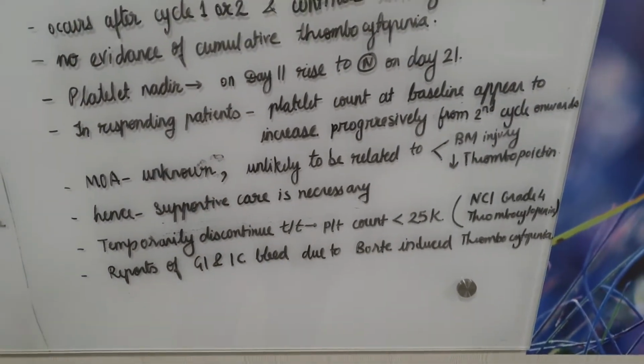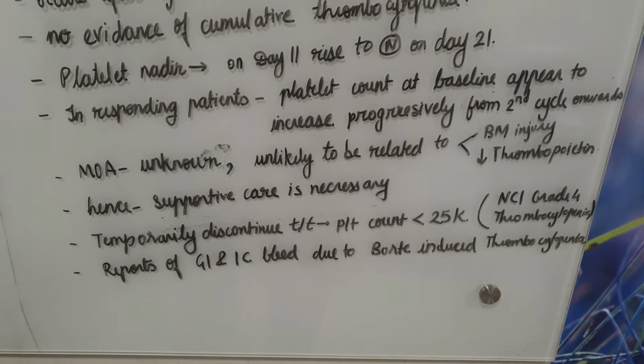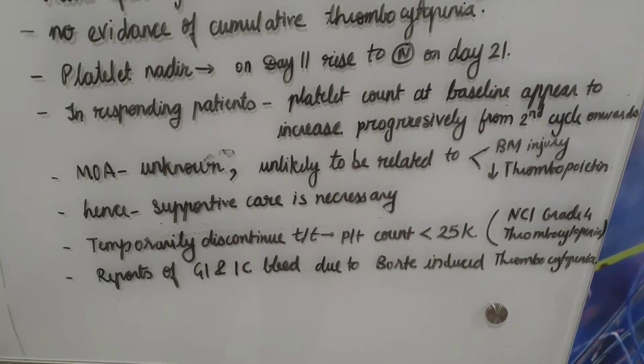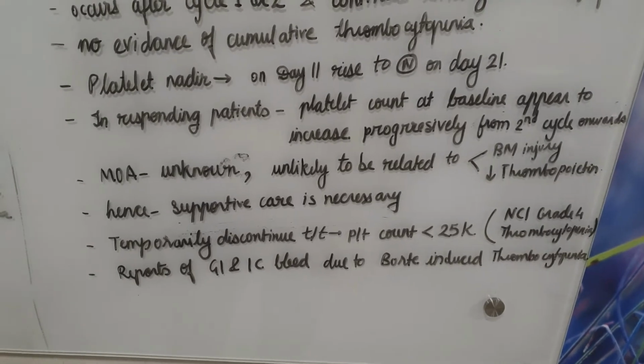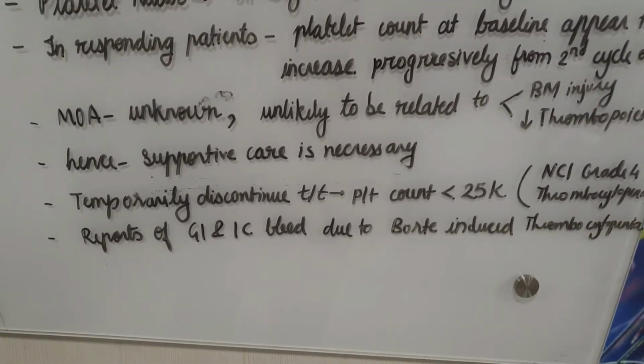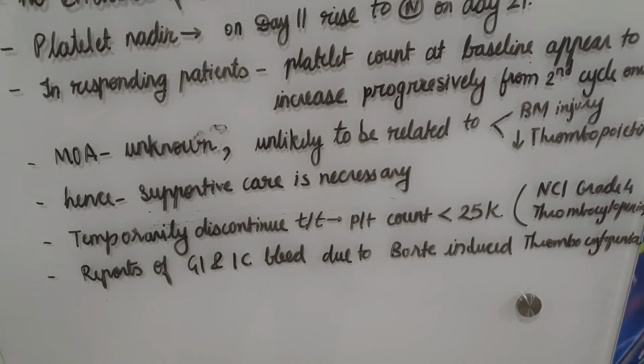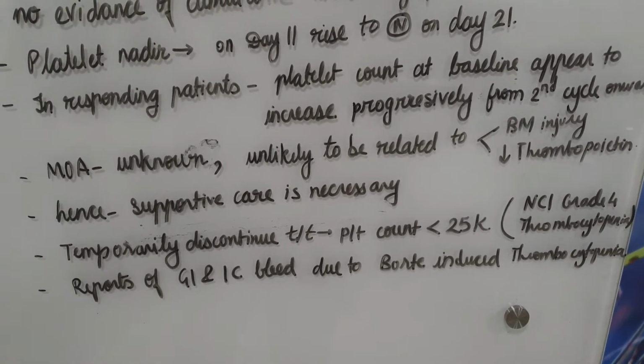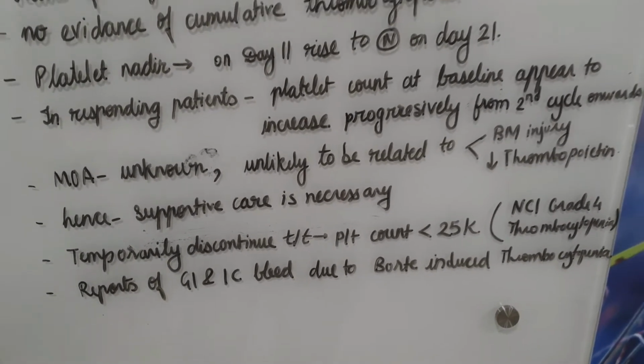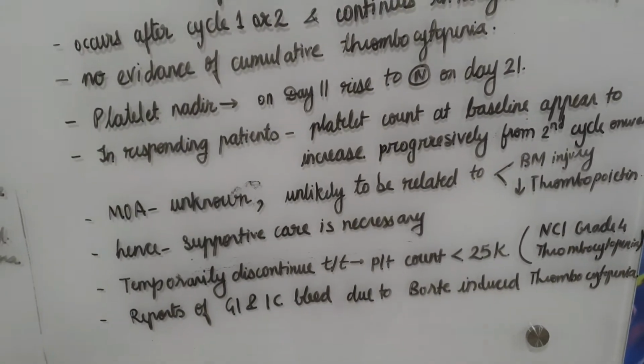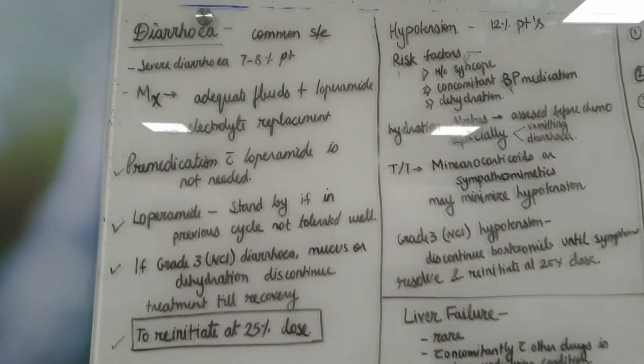But in patients who have a platelet count of less than 25,000, there should be temporary discontinuation of the treatment. There are also some reports showing that on receiving bortezomib, patients have developed GI or IC bleeds, that is, drug-induced thrombocytopenia leading to fatal complications. Let's see other side effects.